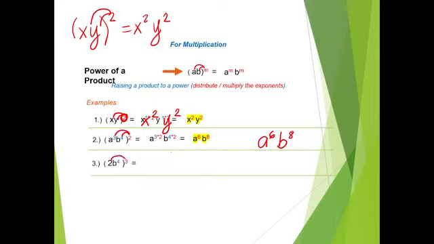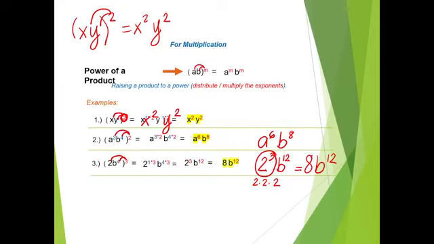So, mahimo ning 2 cube. What is 3 times 4? 12. Now, pila mani siyang, kini? Pila mani? 2 times 2 times 2. How much is that? 2 times 2 is 4 times 2 is 8. So, 8b raised to 12. Oh, ang answer na to, Anna, is this. 8b raised to 12. Okay?